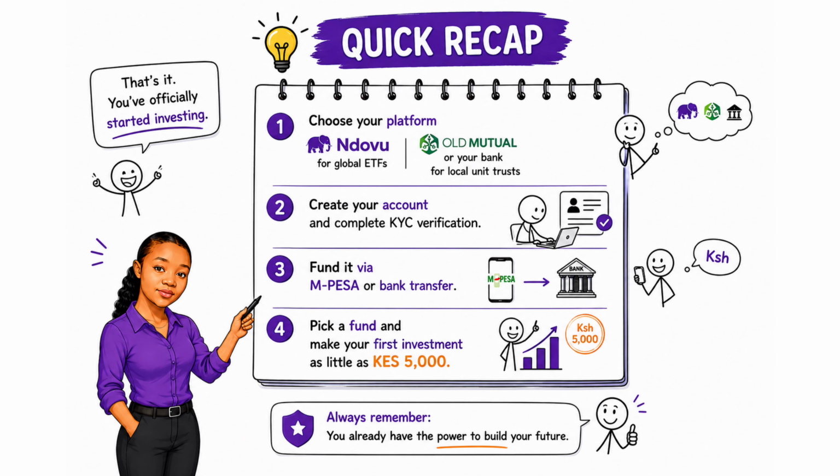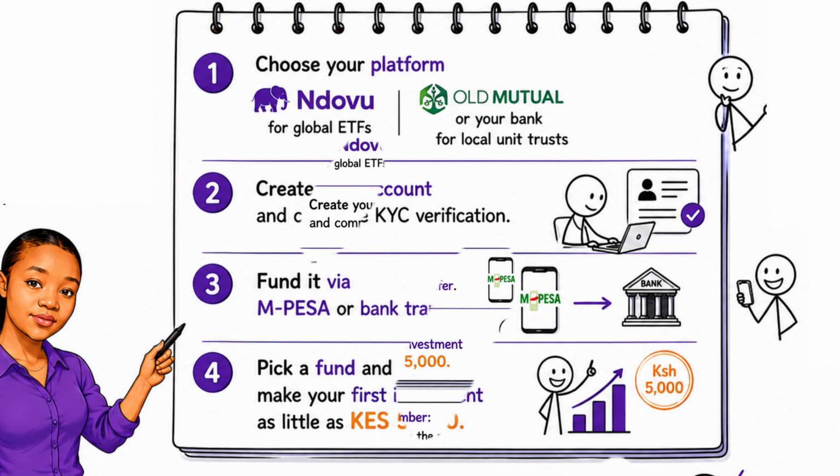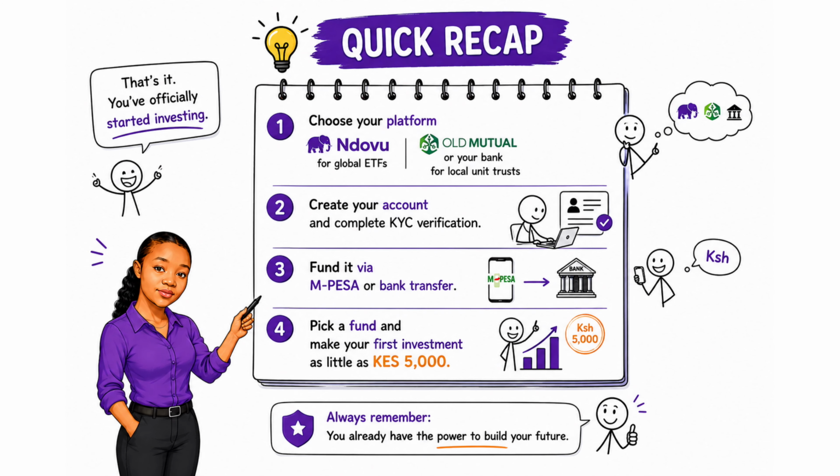Quick recap. 1. Choose your platform: Ndovu for global ETFs, Old Mutual, or your bank for local unit trusts. 2. Create your account and complete KYC verification. 3. Fund it via M-PESA or bank transfer. 4. Pick a fund and make your first investment, as little as 5,000 Kenyan shillings. That's it. You've officially started investing.